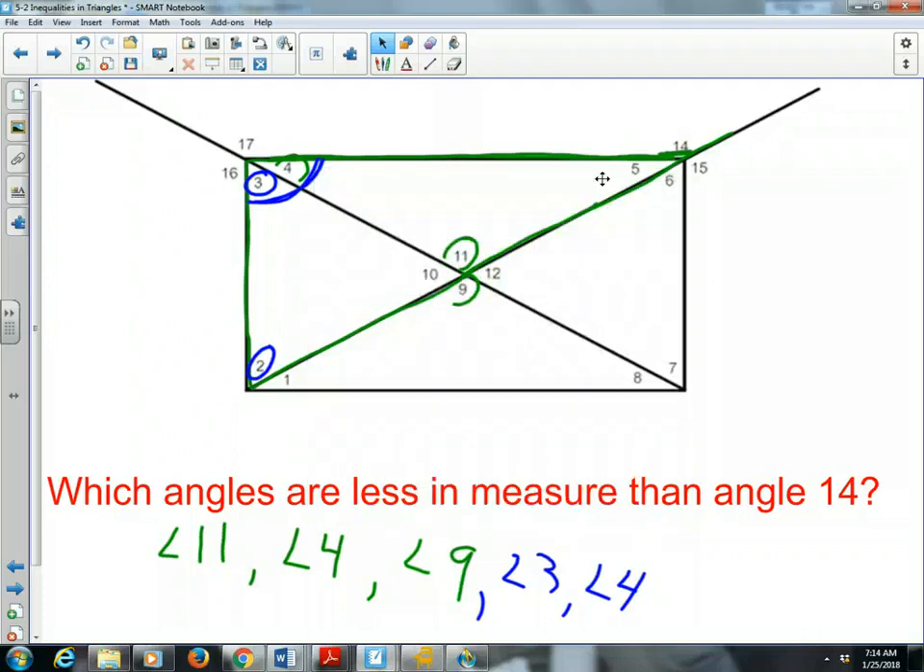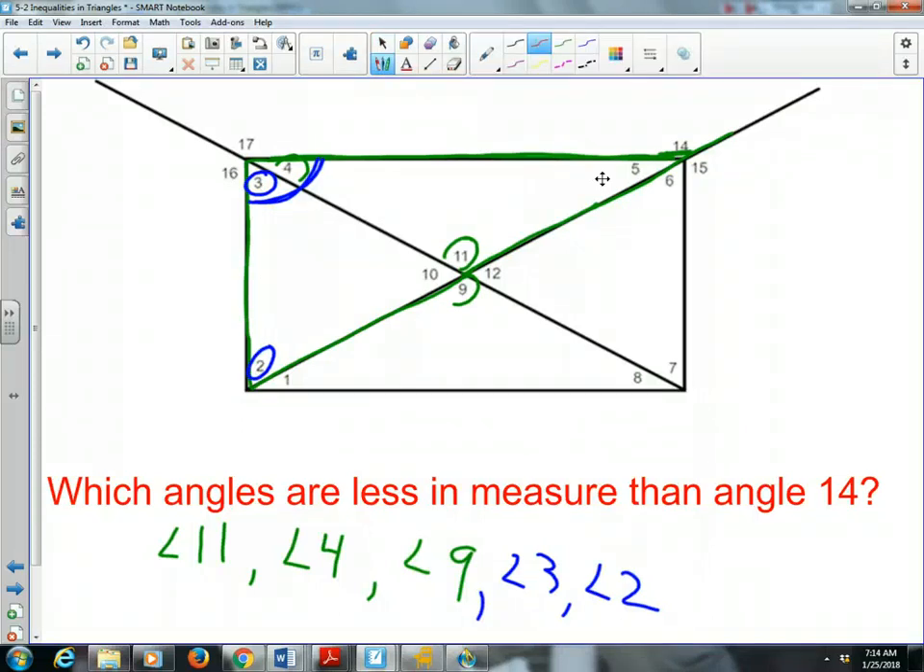I said the measure of angle 4 twice, didn't I? The measure of angle 2 and the measure of angle 3 are the angles that we were looking for on that one. All right, and then there's actually 2 more here.